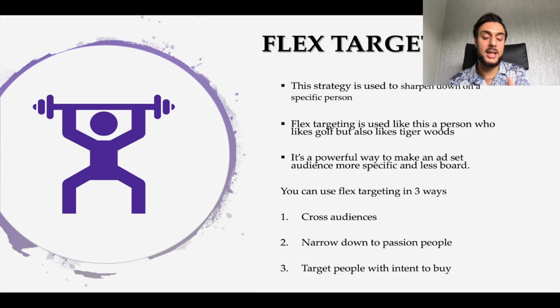Now, the reason why is, let's say for example, I'm selling Tiger Woods merchandise, like a t-shirt about Tiger Woods, POD, print on demand Tiger Woods t-shirt. Let's say I just target golf. Not everybody that's interested in golf likes Tiger Woods. A lot of people don't like Tiger Woods. So for me, making the interest golf, but then narrowing down to Tiger Woods makes it super specific to people that like golf but also like Tiger Woods, guys. And I'll be showing you an example in a minute of how you can do it. Now, there are 3 ways you can use flex targeting: cross audience, narrow down to passionate people, or target people with an intent to buy. So let me show you guys an example of flex targeting.